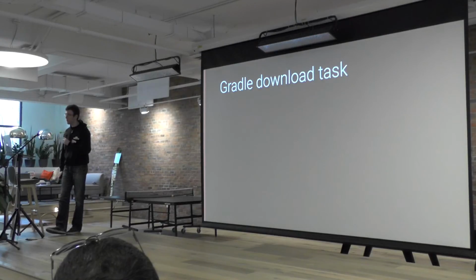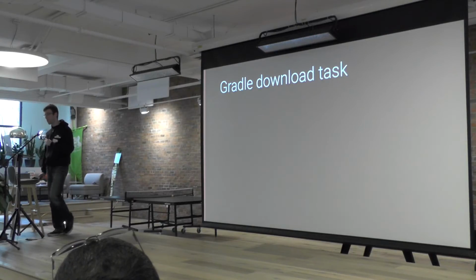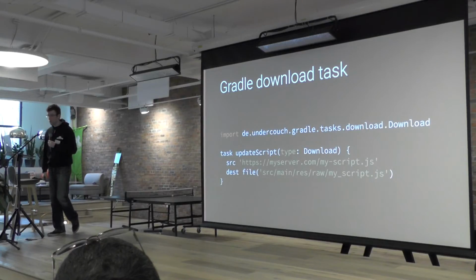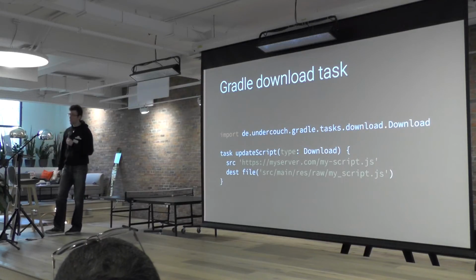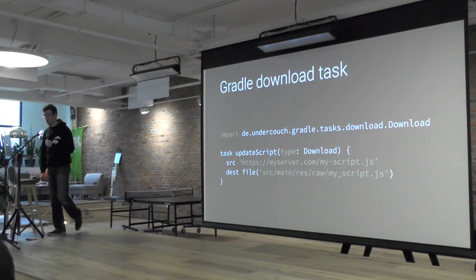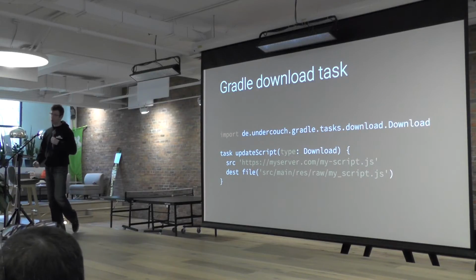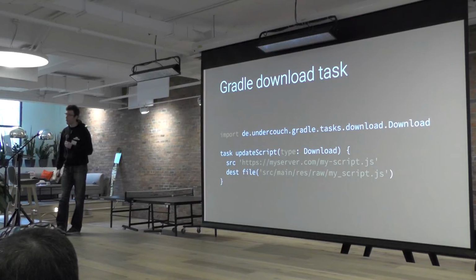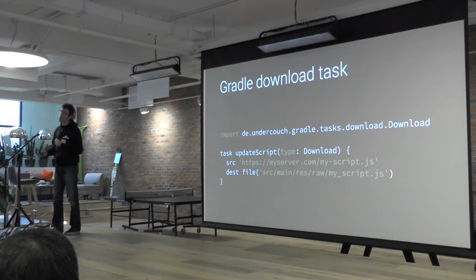So I said we ship a copy of the JavaScript in our app. We do this using a very, very simple Gradle task. It's like 5 lines of code. We have a task called update script, and it knows the remote location of the JavaScript, and it just downloads it and saves it to our assets folder. So you just type gradlew updateScript, and we have a new copy of JavaScript that we can check in. And this doesn't happen as part of our build.